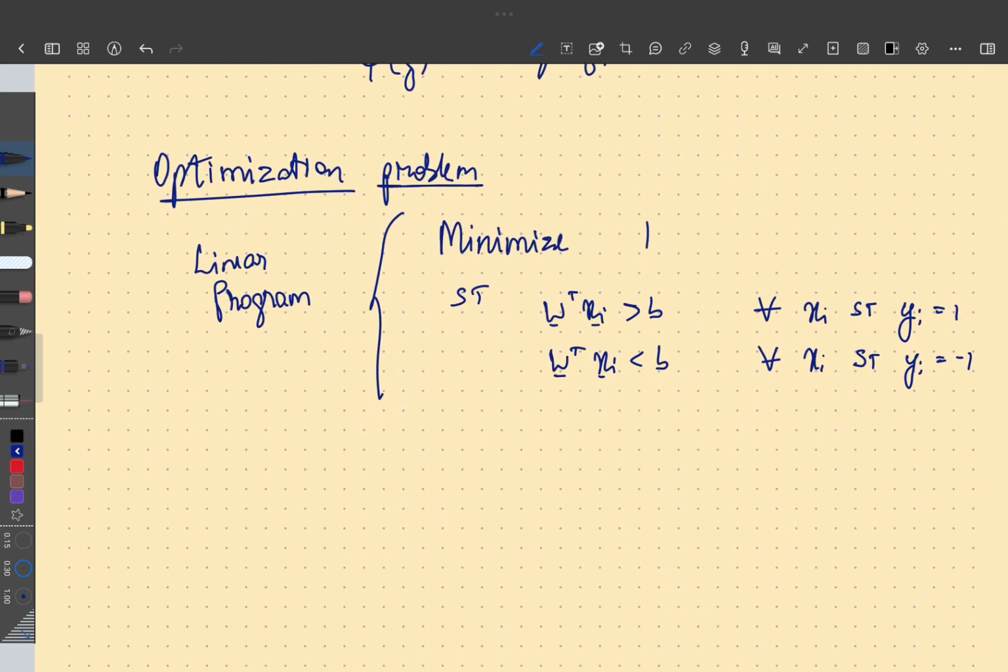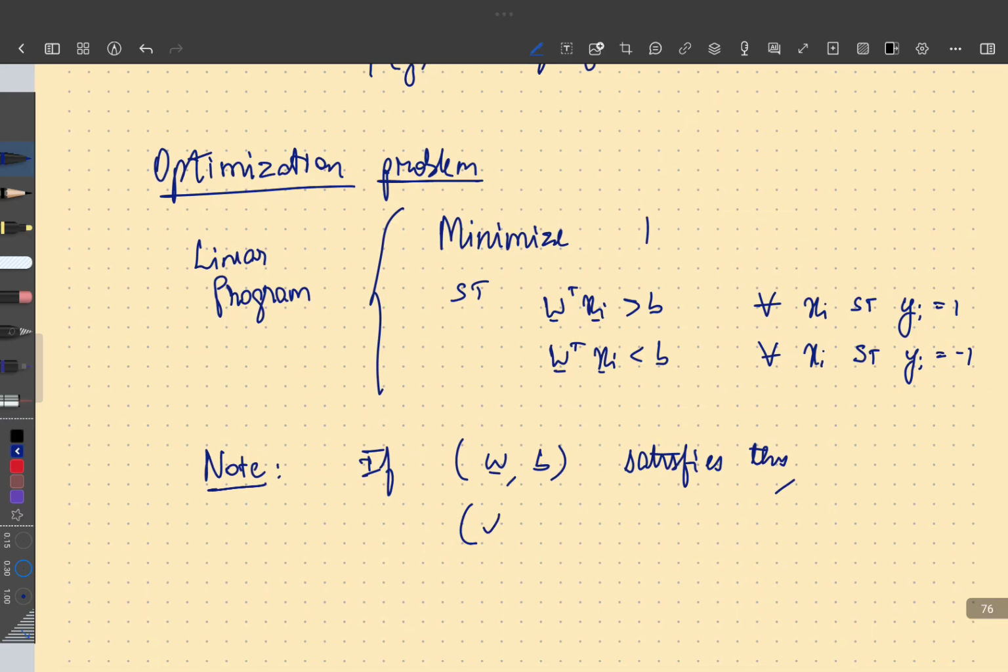But this particular formulation is almost never used. There's an annoying feature about this particular formulation, which is that if you have some W comma B satisfying this, then alpha W and alpha B also satisfies this.